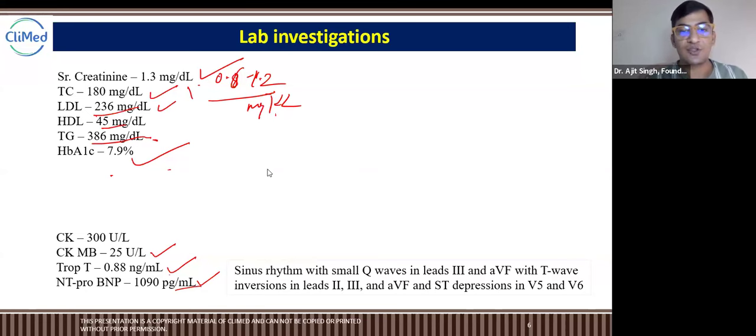CKMB. Let's talk about CKMB. High or not? What should be the normal level of CK, guys? Normal level of CK. Up to 24, less than 5. Okay, 4 to 200. Less than 5.